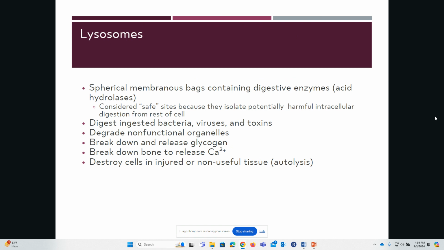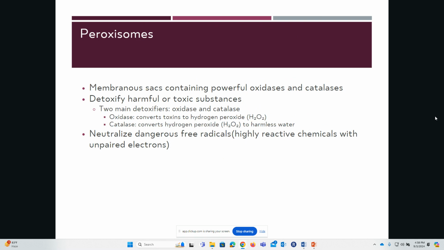They can help break down glycogen to release simple sugars like glucose, and break down bone to release calcium. They can even destroy cells in injured or non-useful tissue. That's a process called autolysis. And peroxisomes are similar. Lysosomes and peroxisomes are both membranous sacs, but lysosomes contain digestive enzymes.